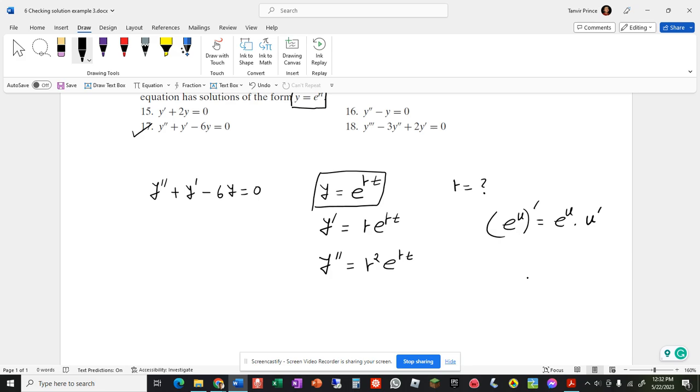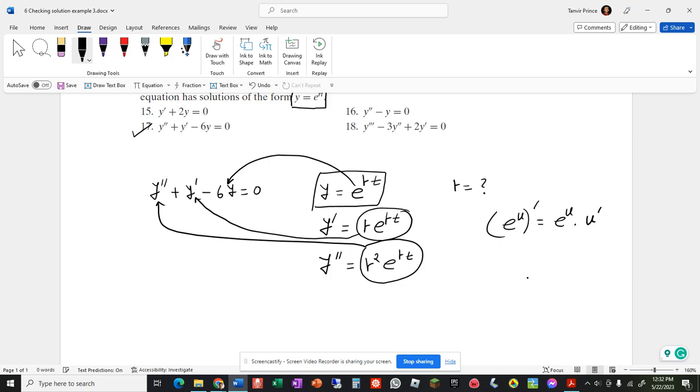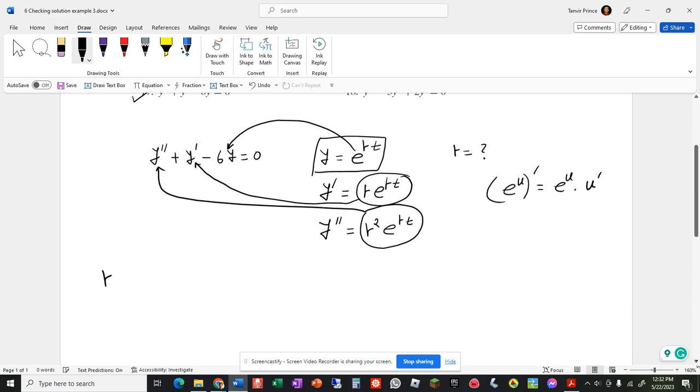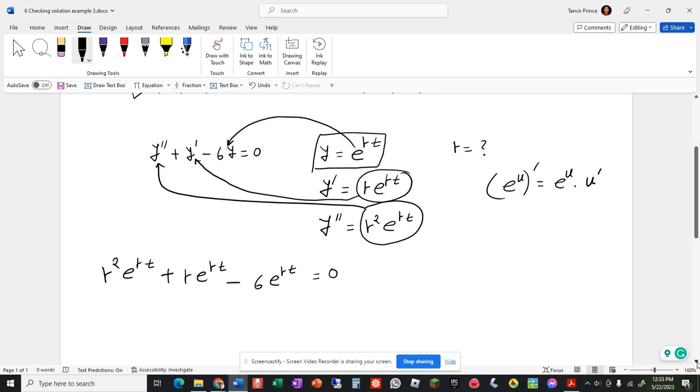So let's substitute. See, in place of y double prime, I substitute this. In place of y prime, I substitute this. In place of y, I substitute the original function. So let's go ahead and do that. So I end up with r squared e to the rt, that's my y double prime, plus r e to the rt, that's my y prime, minus 6 e to the rt, that's the y. It's supposed to be 0. So what value of r will make it 0, right?